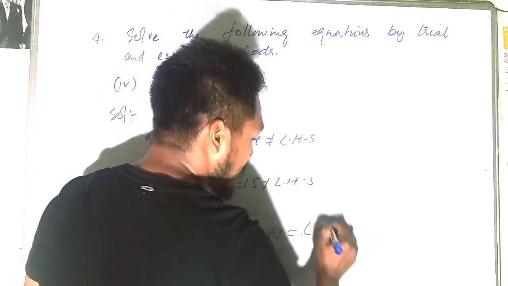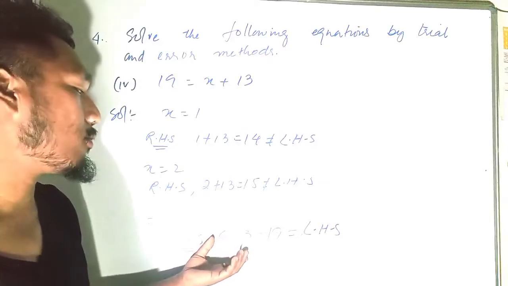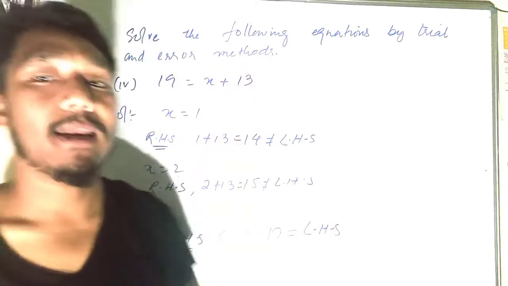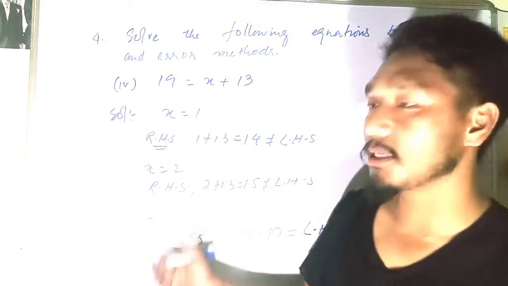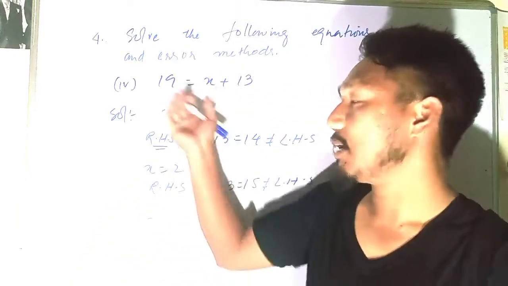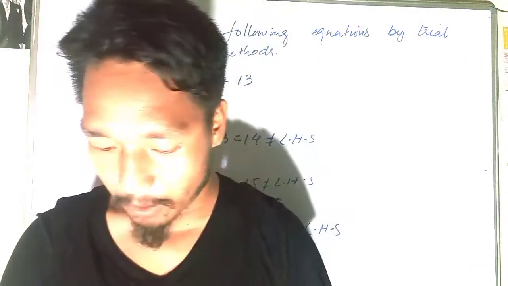That means if x is equal to 6, then only our answer will be 19 on the right hand side and 19 on the left hand side. Okay, so that means x is equal to 6 is the solution of the equation. In this way, you can solve the remaining questions.